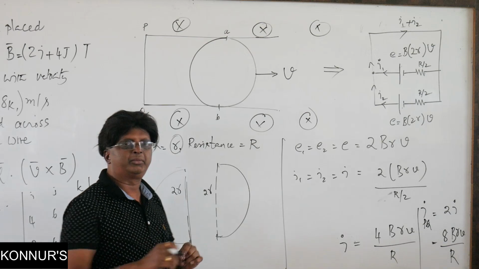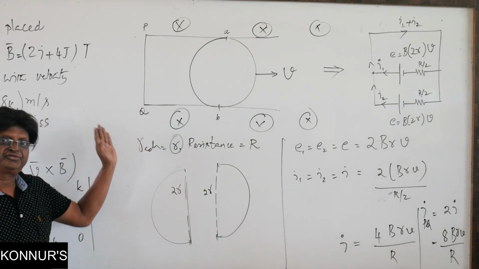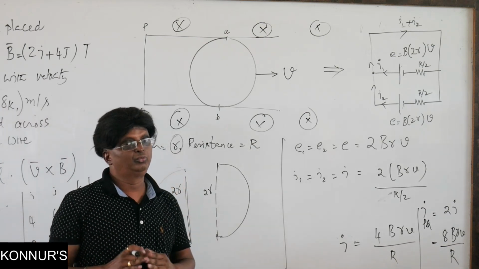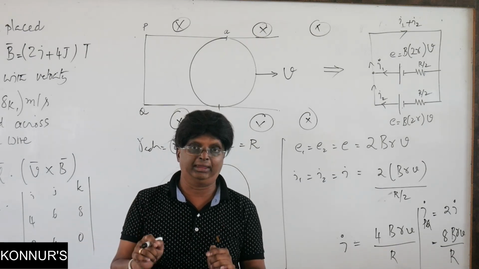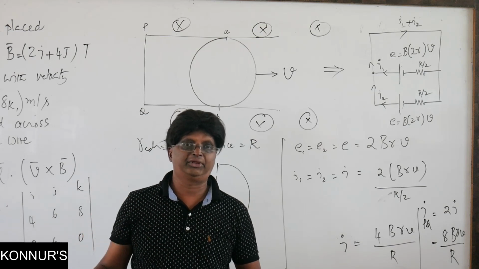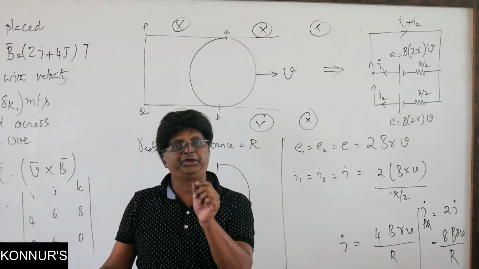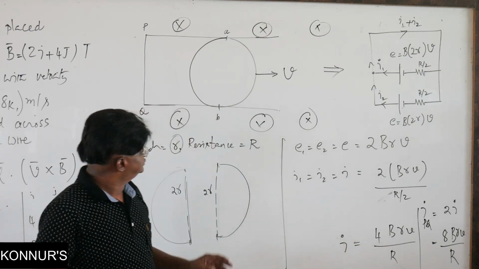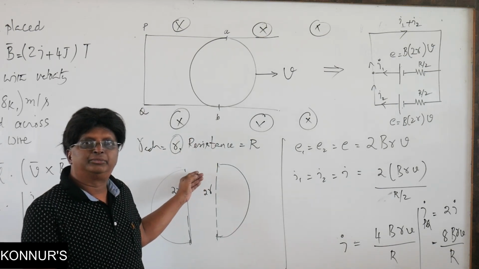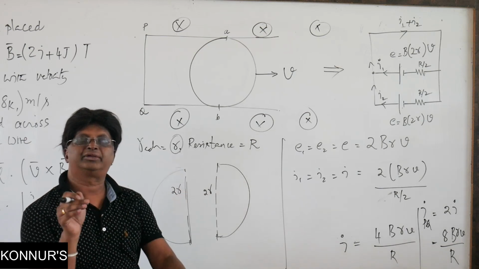Otherwise, the concept you should remember in this example is that whether it is a straight conductor or any bent conductor, when we are writing E is equal to BLV sin theta, that L is not the actual shown path of the conductor, but only the distance between its ends. Hope these examples will help you for your assignments.